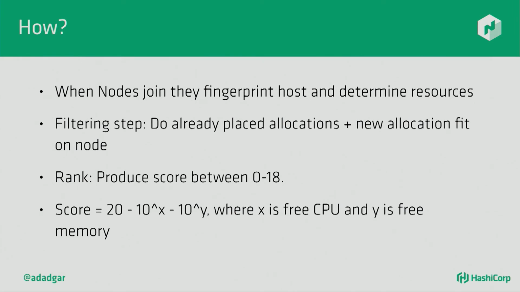What it is: 20 minus 10 to the x minus 10 to the y, where x and y are the percent free CPU and memory. So completely utilized CPU would be 10 to the 0, which is 1, and similarly for memory. So a completely utilized node would be 20 minus 1 and 1, so you get to 18. And 10 to the 1 would produce 10, so you would get a min score of 0. So that gives us our range.